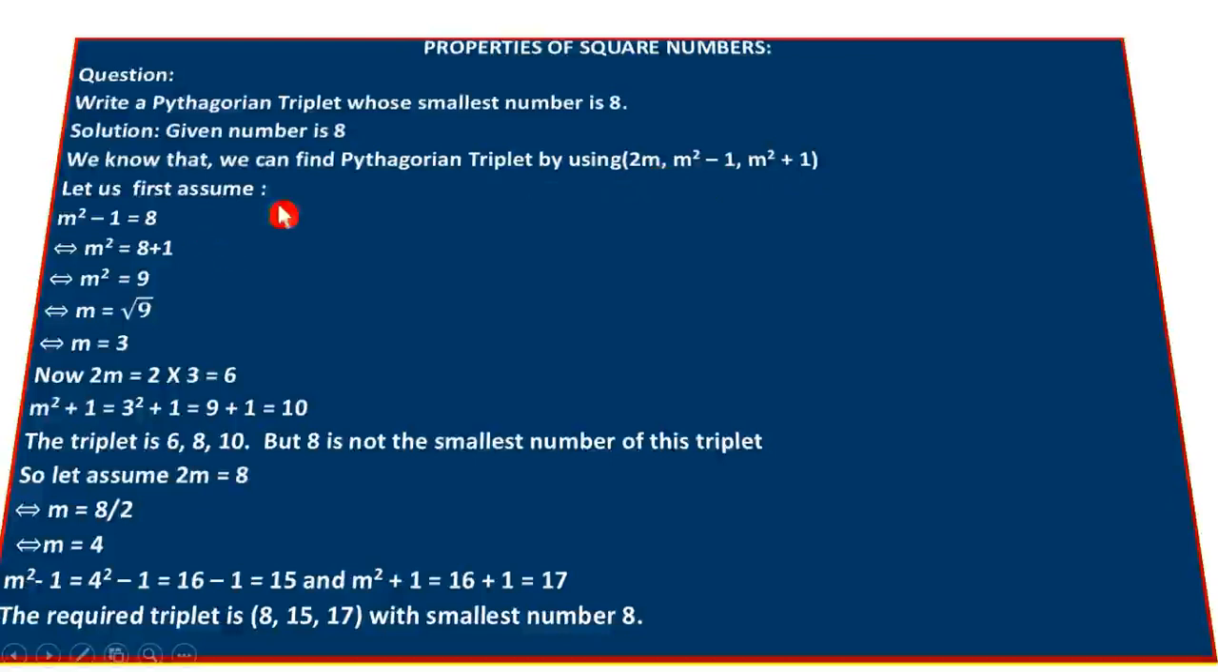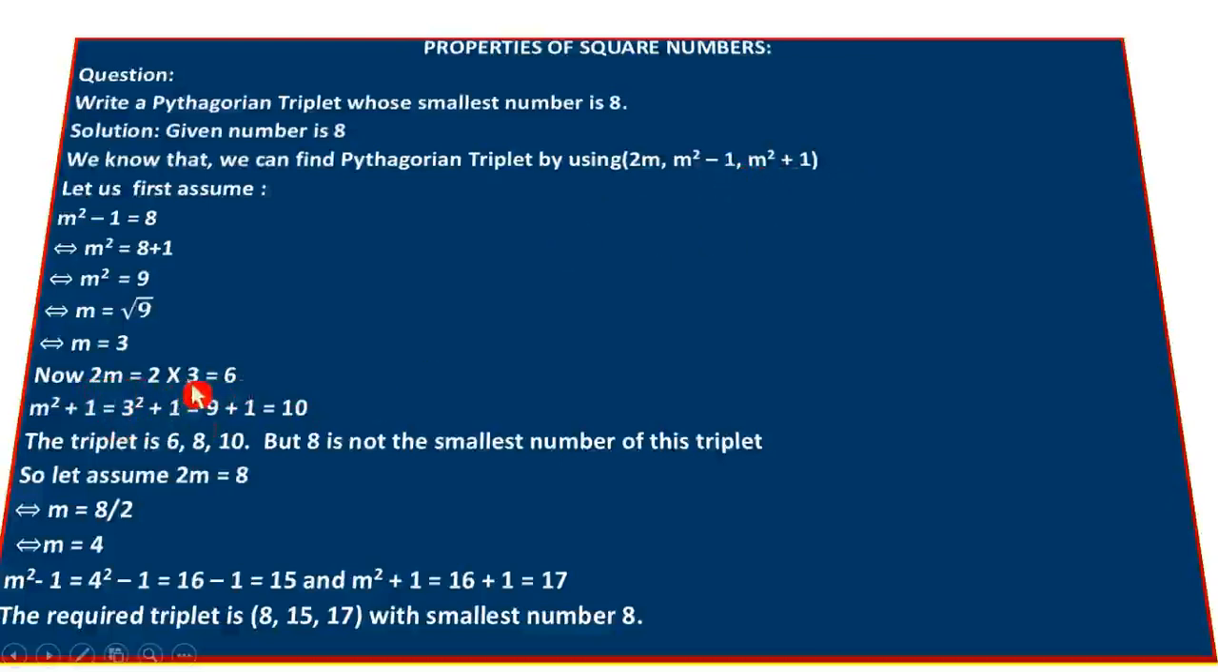So let us first assume that the given number is 8, m square minus 1 equal to 8, implies that m square equal to 8, then minus 1 coming this side means it is plus 1, then m square equal to 8 plus 1 equal to 9, then m equal to root over 9. That means m equal to 3. Now if we are going to put that, our format is 2m, m square minus 1, m square plus 1. That format we have to bring.